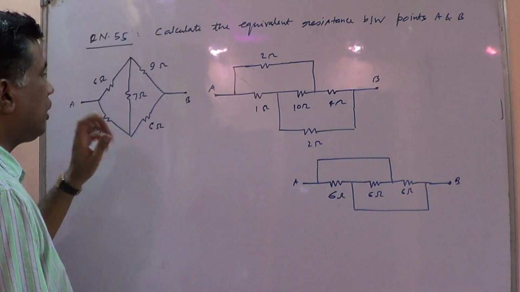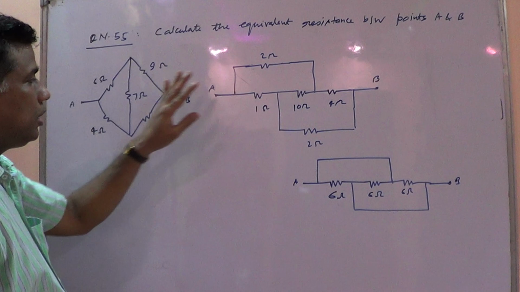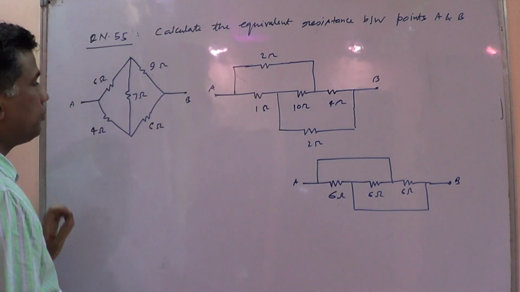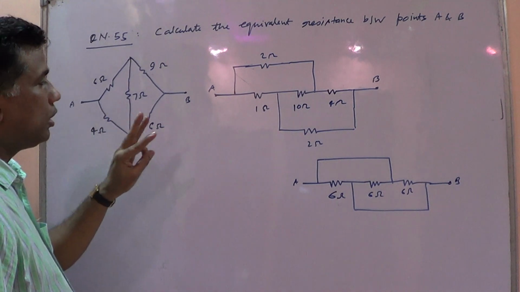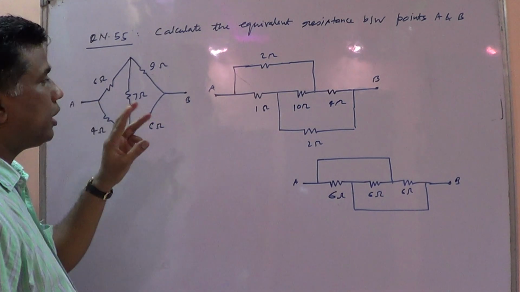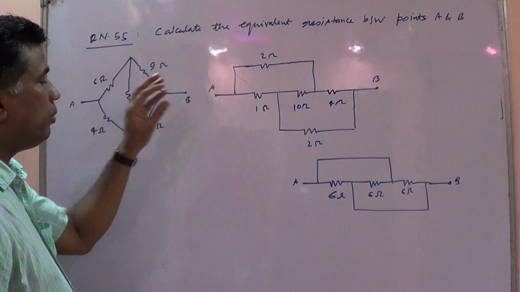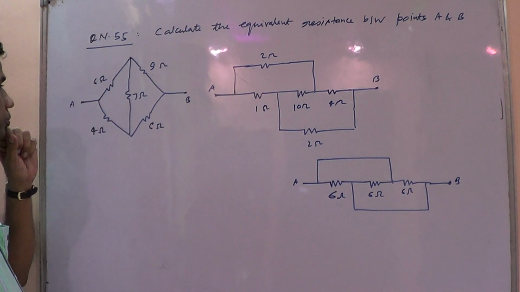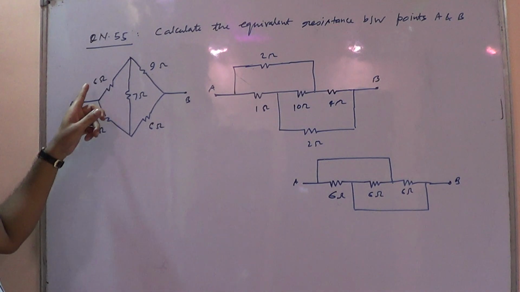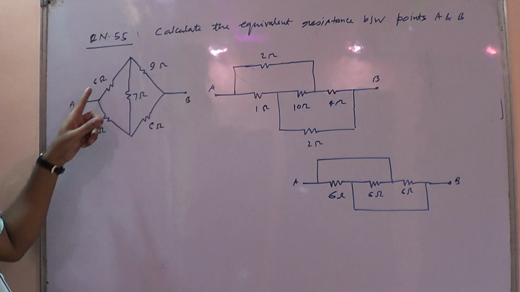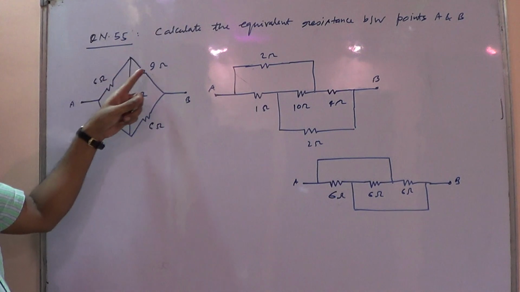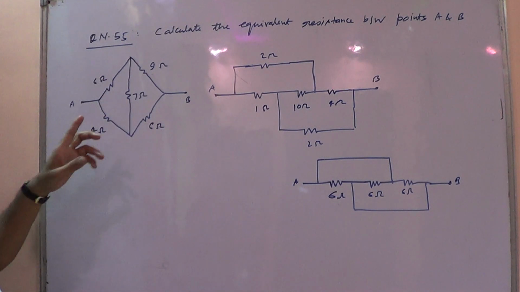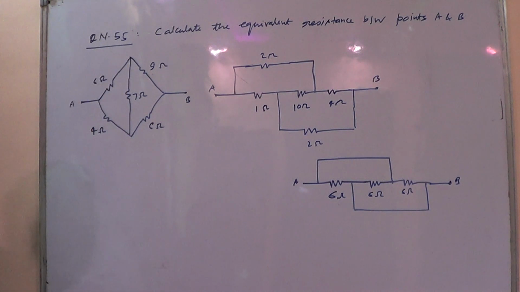So we have to find equivalent resistance in these three circuits between point A and B. It means in this problem there are three sub problems. First we are going to solve this problem in which the resistances between A and B are 6 ohm, 9 ohm, 4 ohm, 6 ohm, and this one is 7 ohm. Student, this problem is based on Wheatstone-Bridge principle.